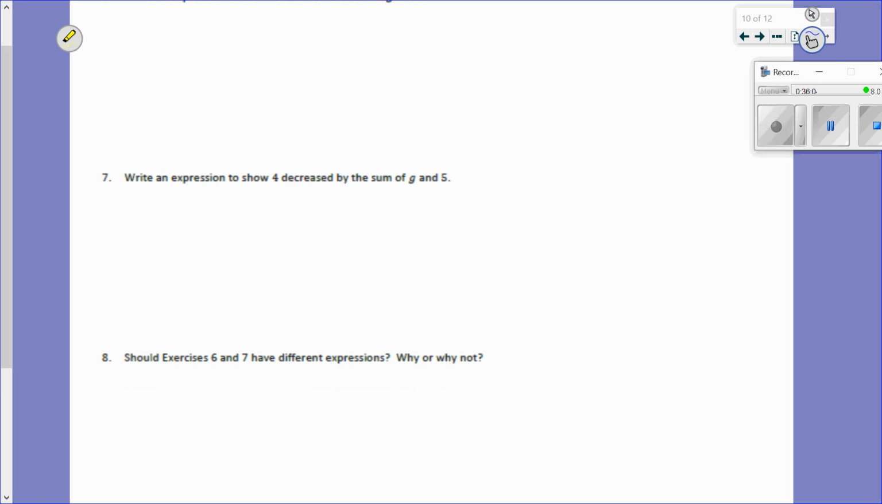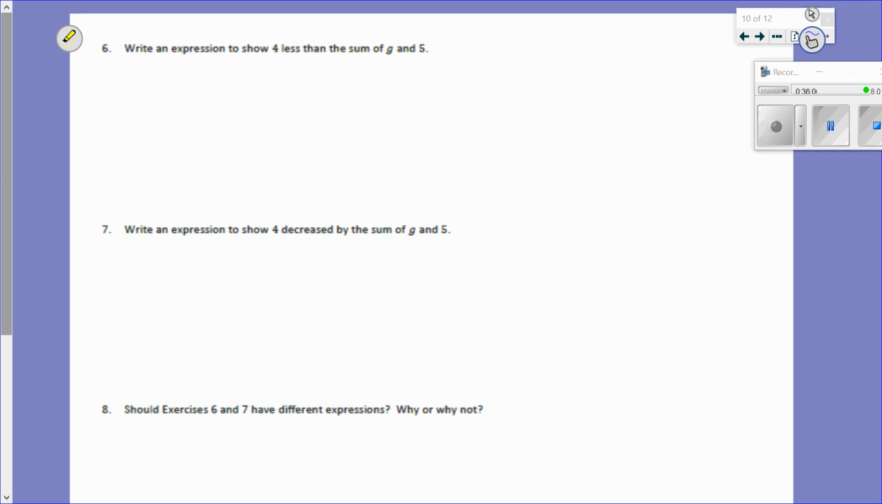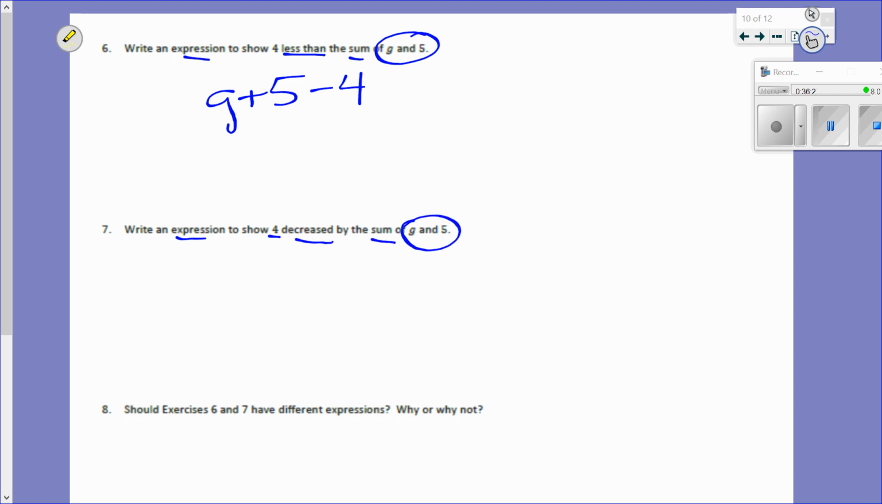Okay, let's look at this one real quick. Number 6. An expression to show 4 less than... Alarm bells should go off. ...the sum of G and 5. So that means I have to have the G and 5 first, then 4 less than that. Next one, an expression to show 4 decreased by the sum of G and 5. So now we're switching it. 4 decreased by the sum of G and 5.